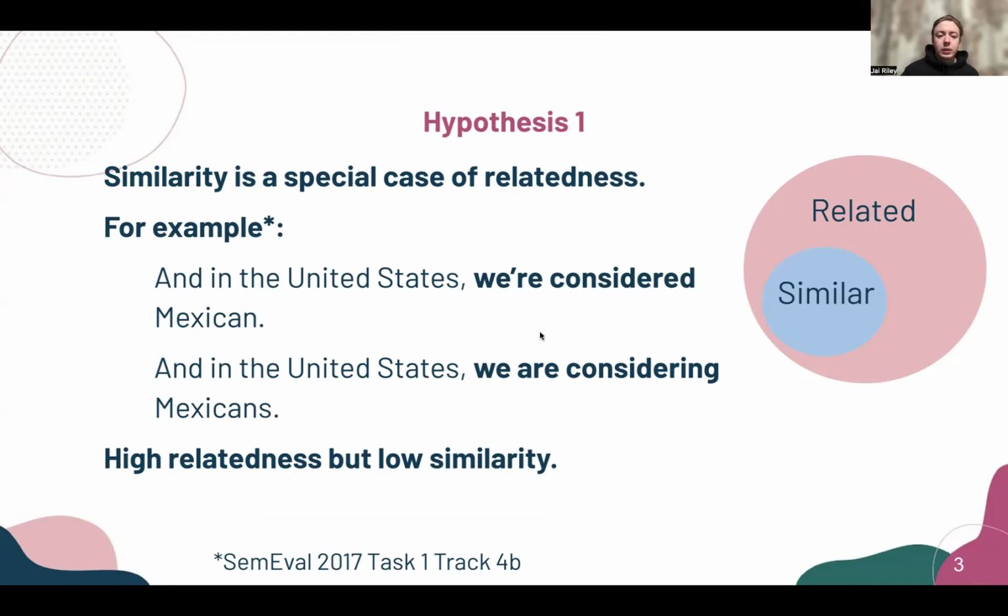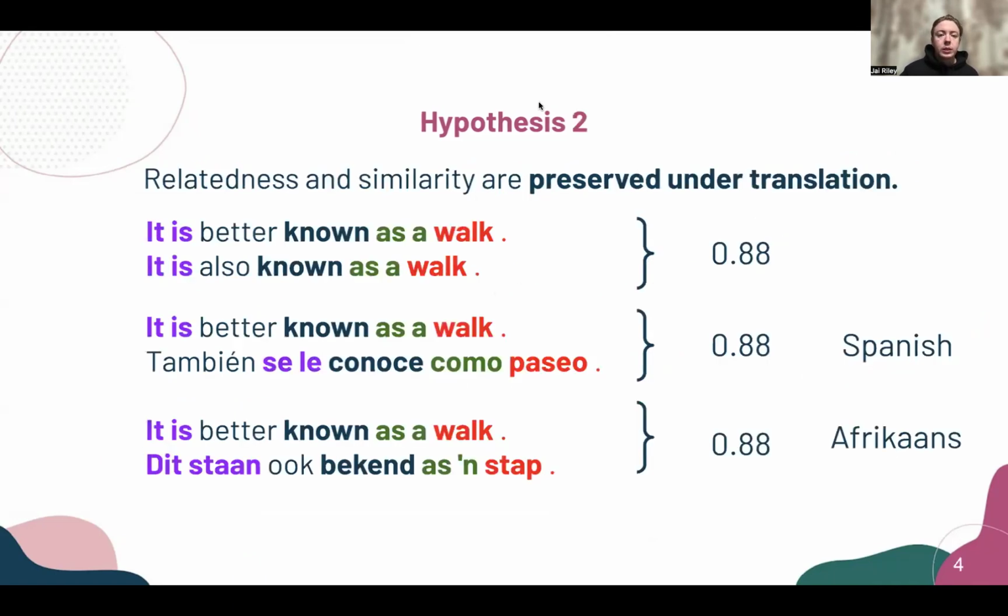If we look at the two sentences, we have high relatedness between the two, but the overall meaning of the sentence is very different, so they have low similarity. The first part of the sentence is identical between the two, and we also have the overlapping nationality between the two sentences. But "we're considered" and "we are considering" are two very different things, and so the whole meaning of the sentence changes. Our second hypothesis is that relatedness and similarity are preserved under translation.